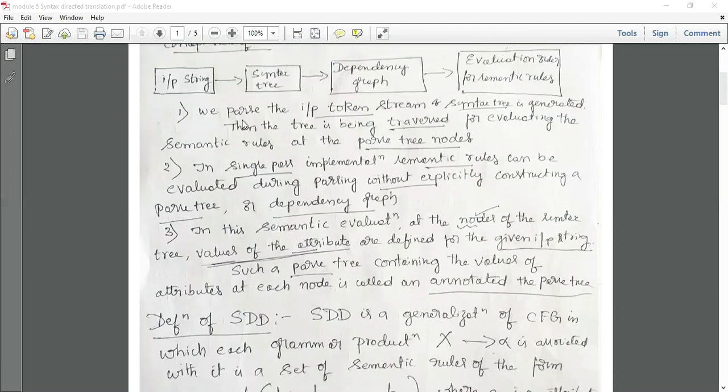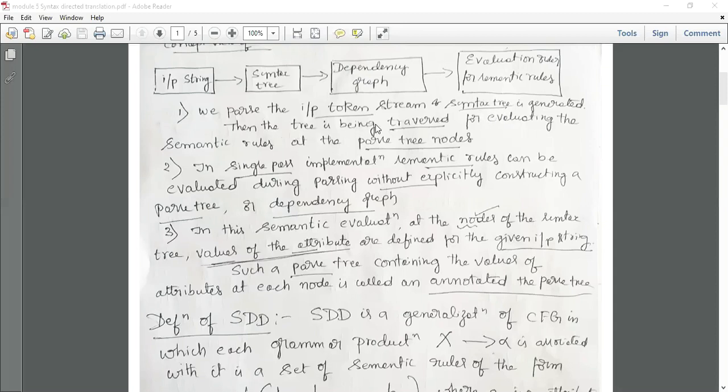First step, three steps are given. We parse the input token. That means we already know parse trees, how to draw the parse tree. Here also we parse the input token stream and the syntax tree is generated. You know how to generate the syntax tree: which one is the left side, which one is the right side of the productions, and how we draw it with respect to the symbols being used. That we have to draw, and the parse tree or syntax tree is generated.